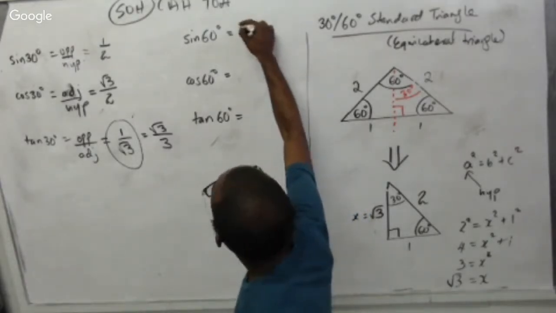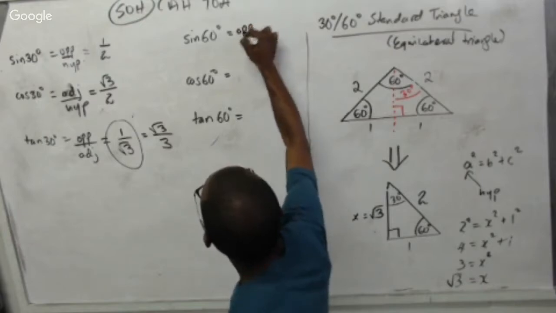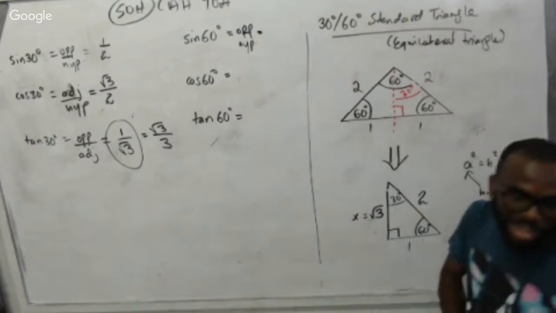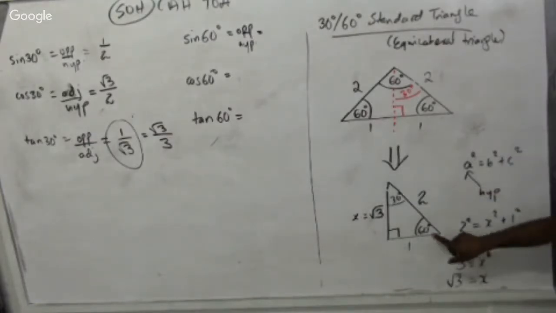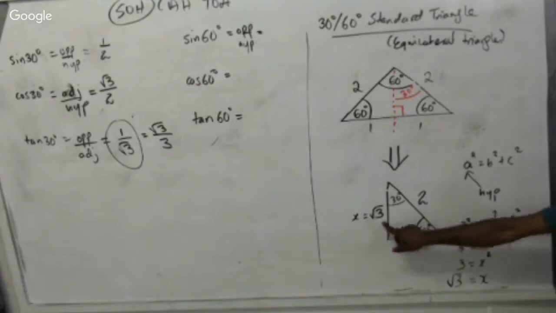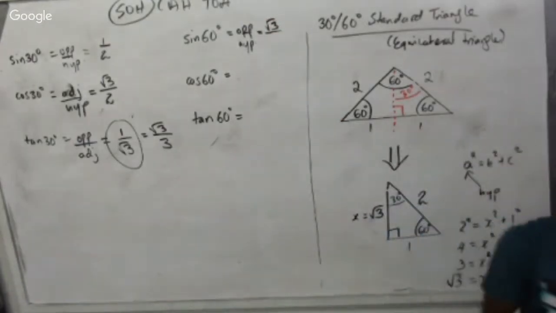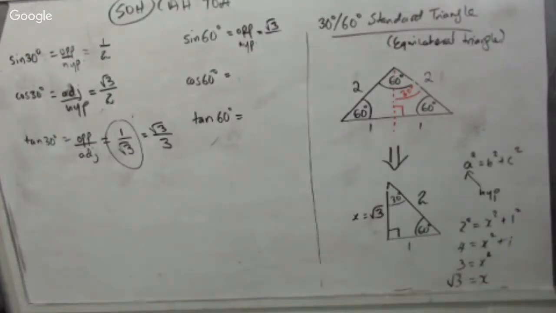Sine of 60. Again, it's going to be opposite over hypotenuse. However, this time I will put my finger on 60 degrees and ask, what is opposite? Opposite is root 3. Guys, you see how slowly I'm going through these things? Because these things are foundation.